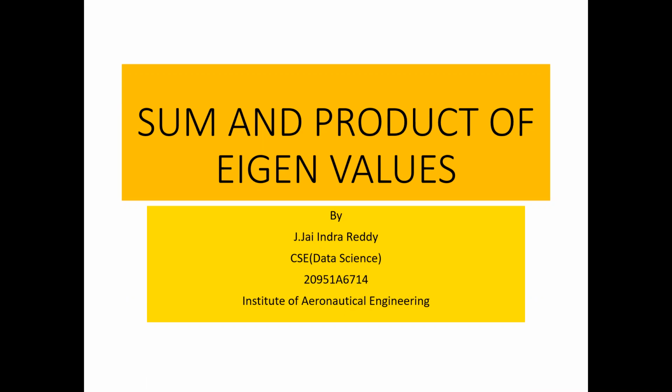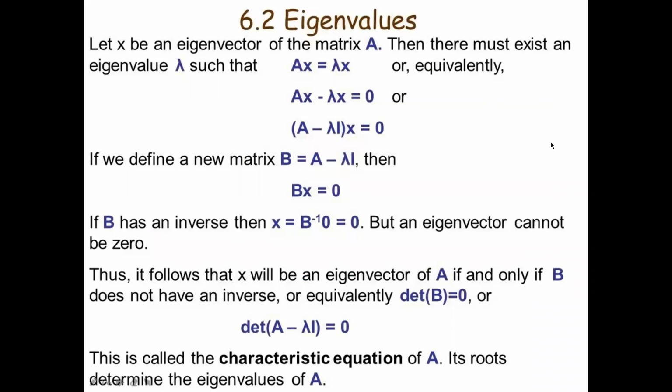Today I'm going to let you know about sum and product of eigenvalues. Let x be an eigenvector of the matrix A. Then there must exist an eigenvalue lambda such that Ax equals lambda x, or equivalently Ax minus lambda x equals 0, or (A minus lambda I)x equals 0. If we define a new matrix B equal to A minus lambda I, then Bx equals 0.